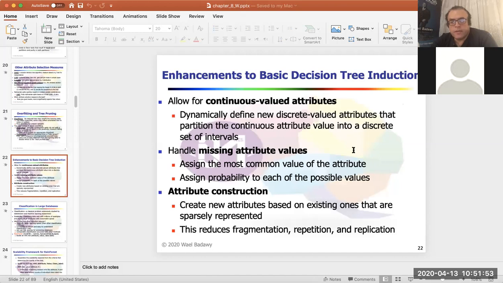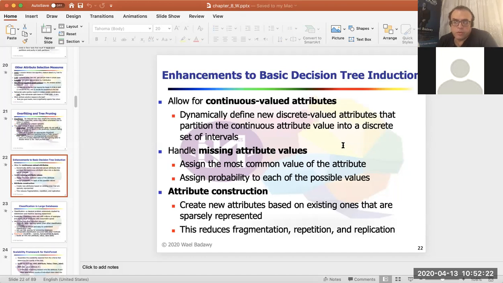You can have some enhancement to the basic decision tree induction. One of them is to allow for continuous value attributes, which basically we can dynamically define discrete values, and these discrete values will represent some interval inside the continuous variable. Now, this will be discretization. So I basically take a continuous value and I make it a discrete representation.